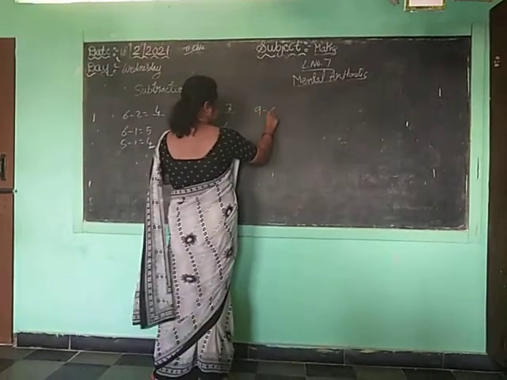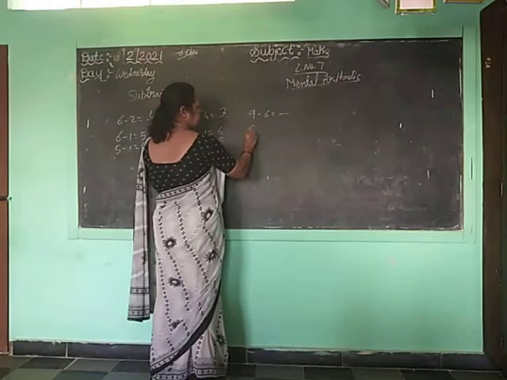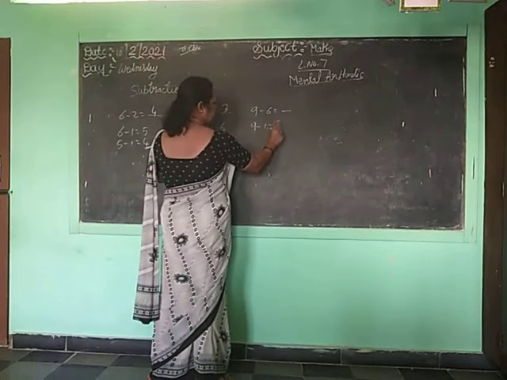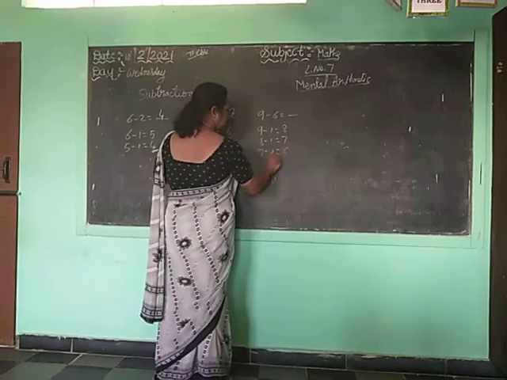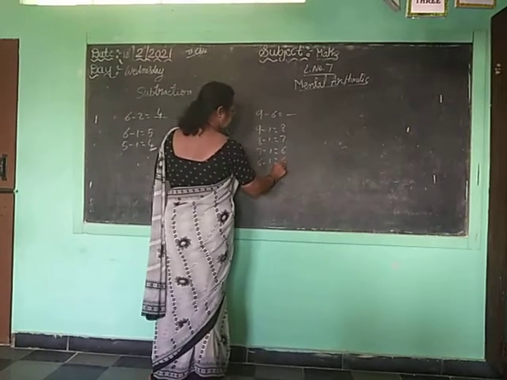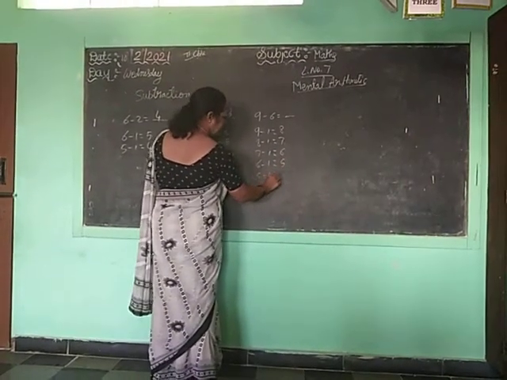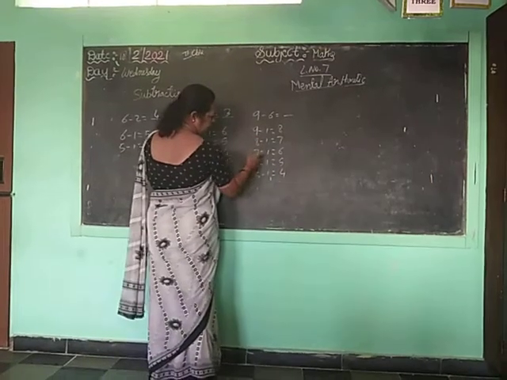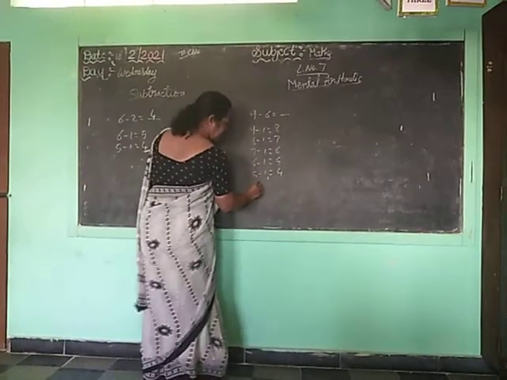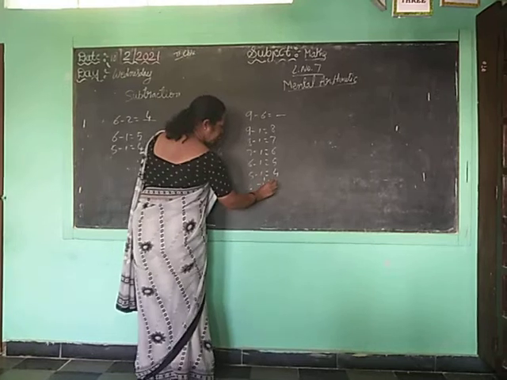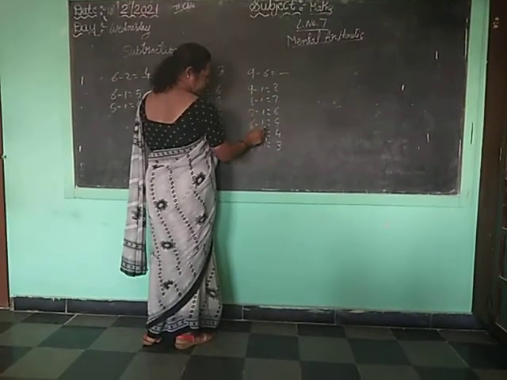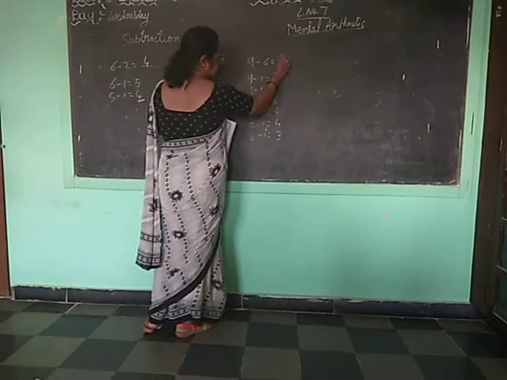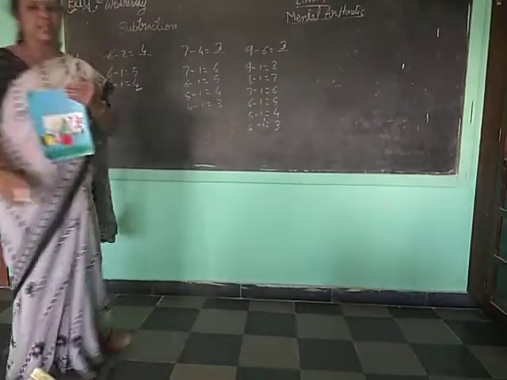9 minus 6. See, 9 minus 1 is equal to 8. 8 minus 1 is equal to 7. 7 minus 1 is equal to 6. 6 minus 1 is equal to 5. 5 minus 1 is equal to 4. See, 1, 2, 3, 4, 5, 6. Another one, 4 minus 1 is equal to how much, children? 3. So 9 minus 6 is 1, 2, 3, 4, 5, 6. 9 minus 6 is equal to 3. Okay.